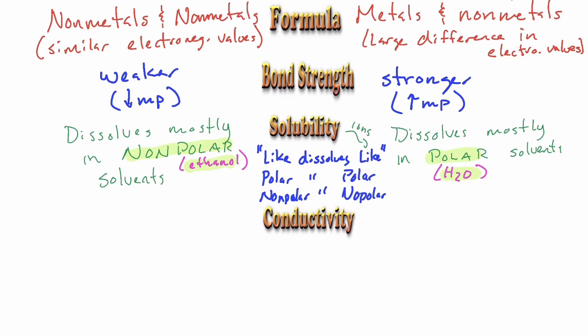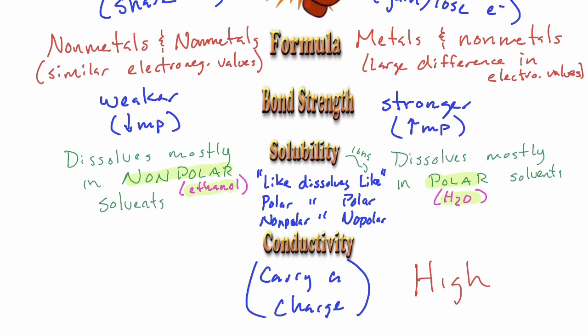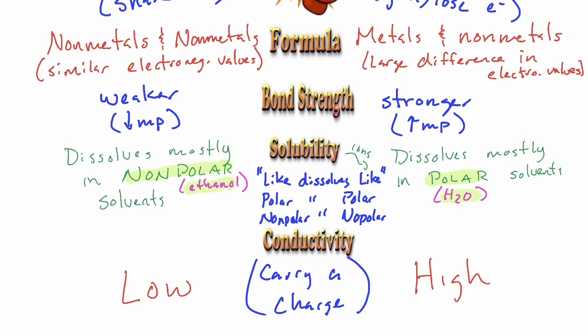Lastly, conductivity. Conductivity is the ability for something to carry a charge. Again, ionic compounds are ions. Ions are atoms with a charge. So if we put in a probe that tests conductivity, you'll take your solid and dissolve it in water. If it can conduct electricity or carry a charge, then it would have high conductivity. That would be with an ionic bond because of the ions, because of the charges. And covalent compounds usually have a low conductivity. This will be helpful for you to determine whether your compounds are covalent or ionic.